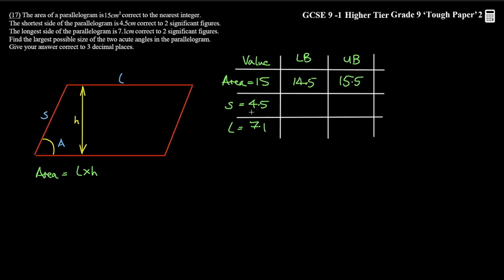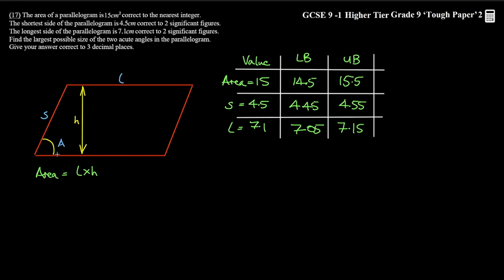S is correct to 2 significant figures. So the next one up will be 4.6. So our upper bound will be 4.55. The next one down, 4.4. The lower bound, 4.45. 7.1, again correct to 2 significant figures. The next one up, 7.2. So this will be 7.15. And the next one down is 7.0, so this will be 7.05.